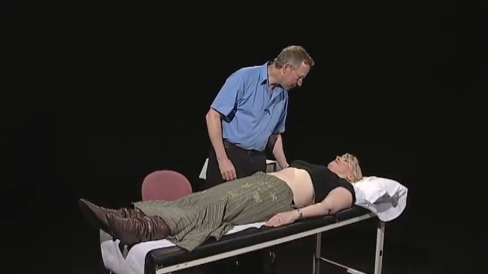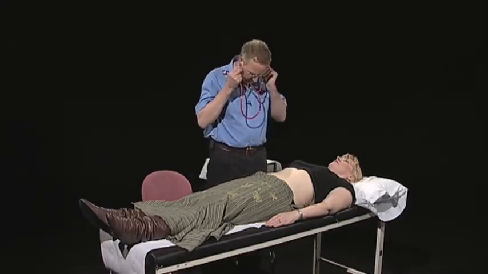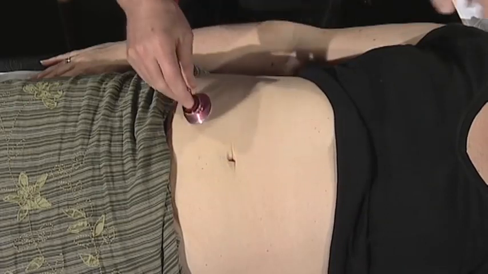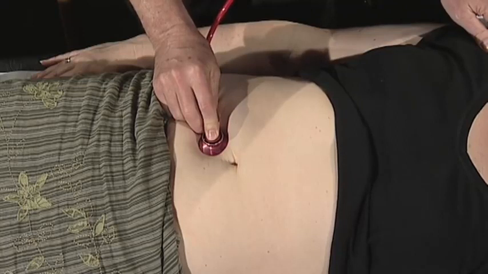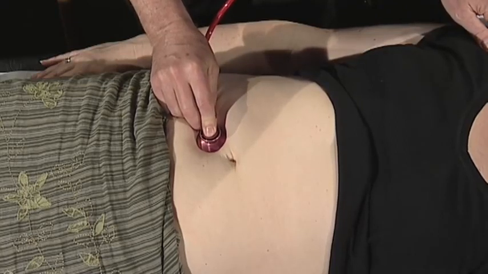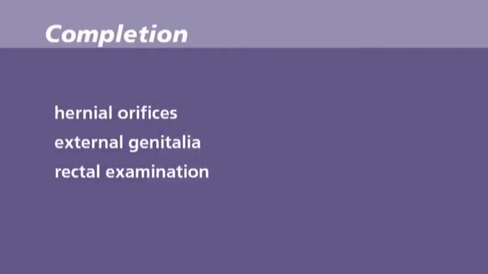Now I'd like to listen for bowel sounds. I usually listen in the right iliac fossa. You may need to listen for a while if the bowel sounds are quiet, and tinkling bowel sounds are characteristic of intestinal obstruction. To complete examination of the abdominal system, you should examine the hernial orifices and external genitalia and perform a rectal examination.